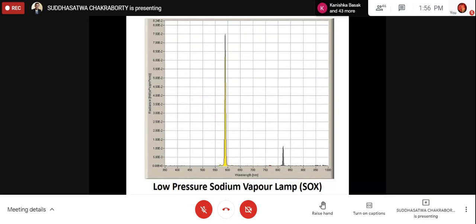We measured using the same spectroradiometer. Anyone trying? What is the observation you have from this spectral power distribution curve? This is what we call a spectral power distribution curve. The maximum radiation is along these wavelengths. Anything else? The very important and salient point is shown in front of you.